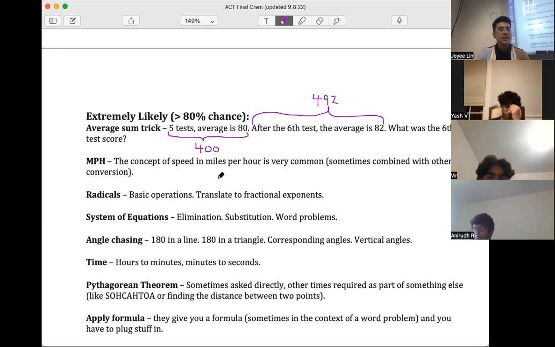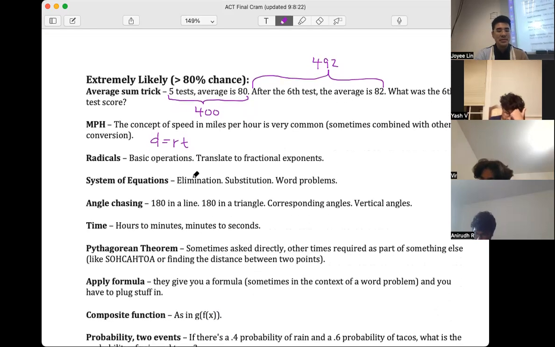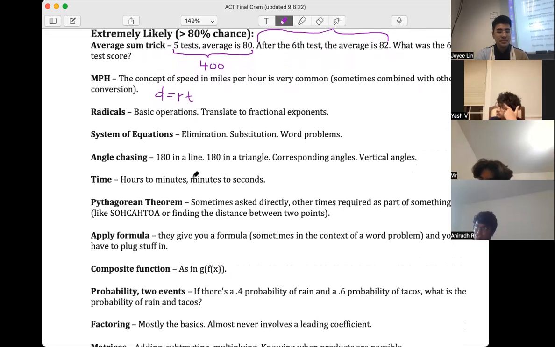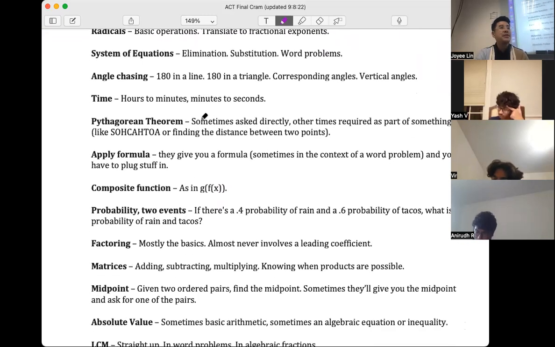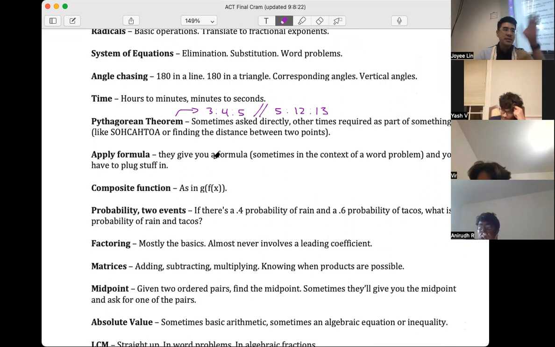You're very likely going to see a MPH question, right? D equals RT. And then they're going to mess you up with units, okay? Minutes, seconds, miles, kilometers, something like that. Pythagorean theorem. What are your triples that you need to know? 3, 4, 5, and 5, 12, 13, right? Those are the most common ones. Anything else, you can just use your calculator, I guess. Apply the formula, right? That's going to be in the question. They'll give you the formula.